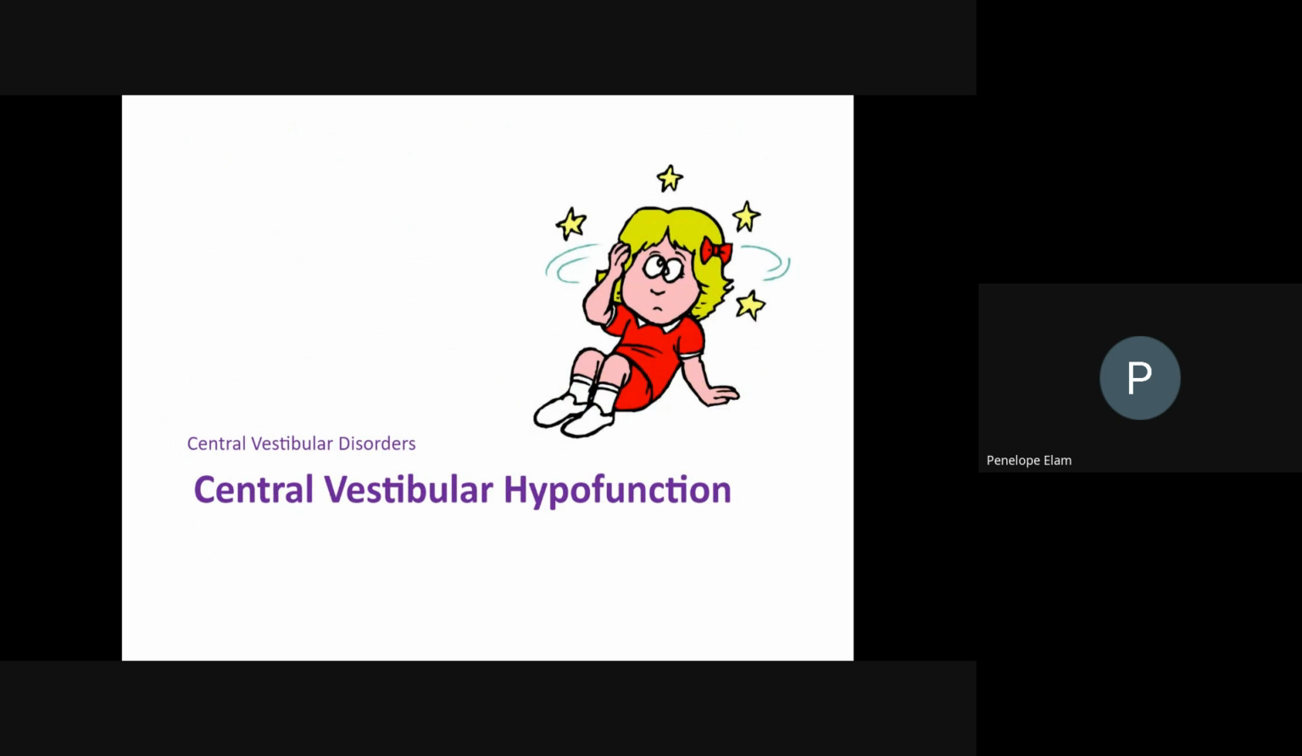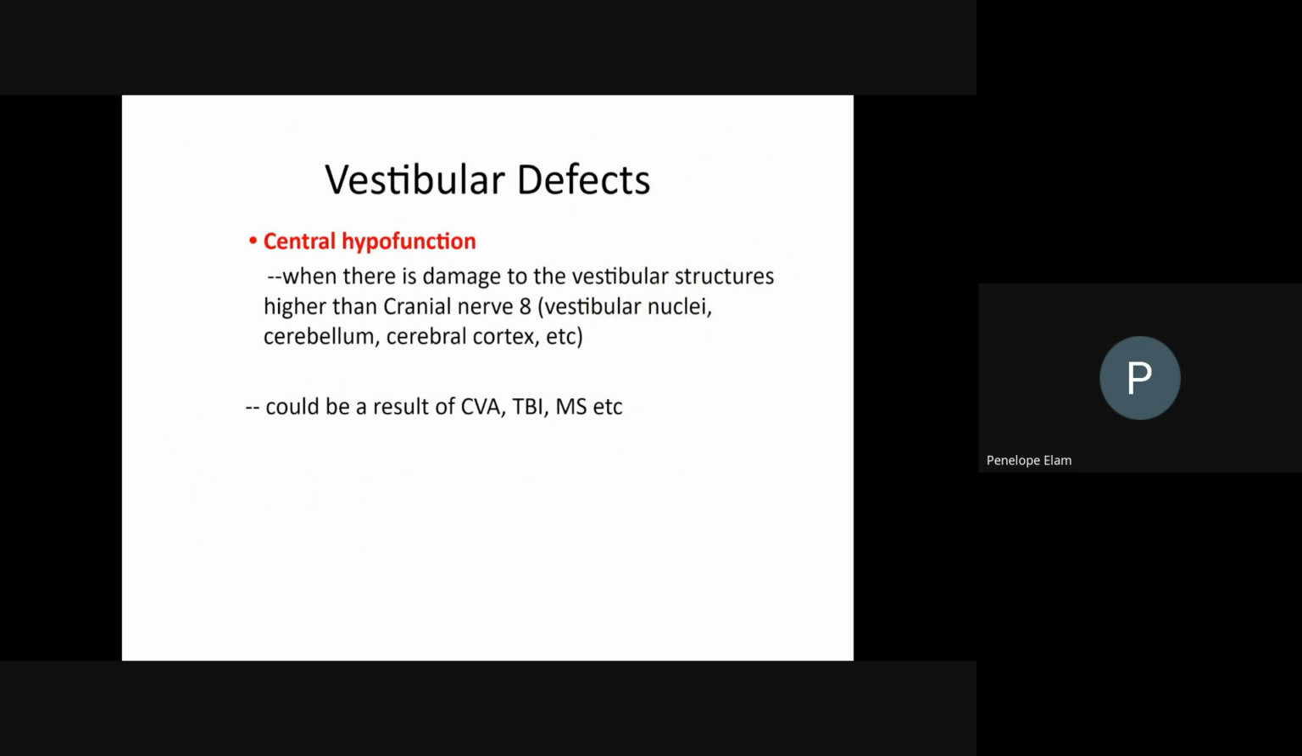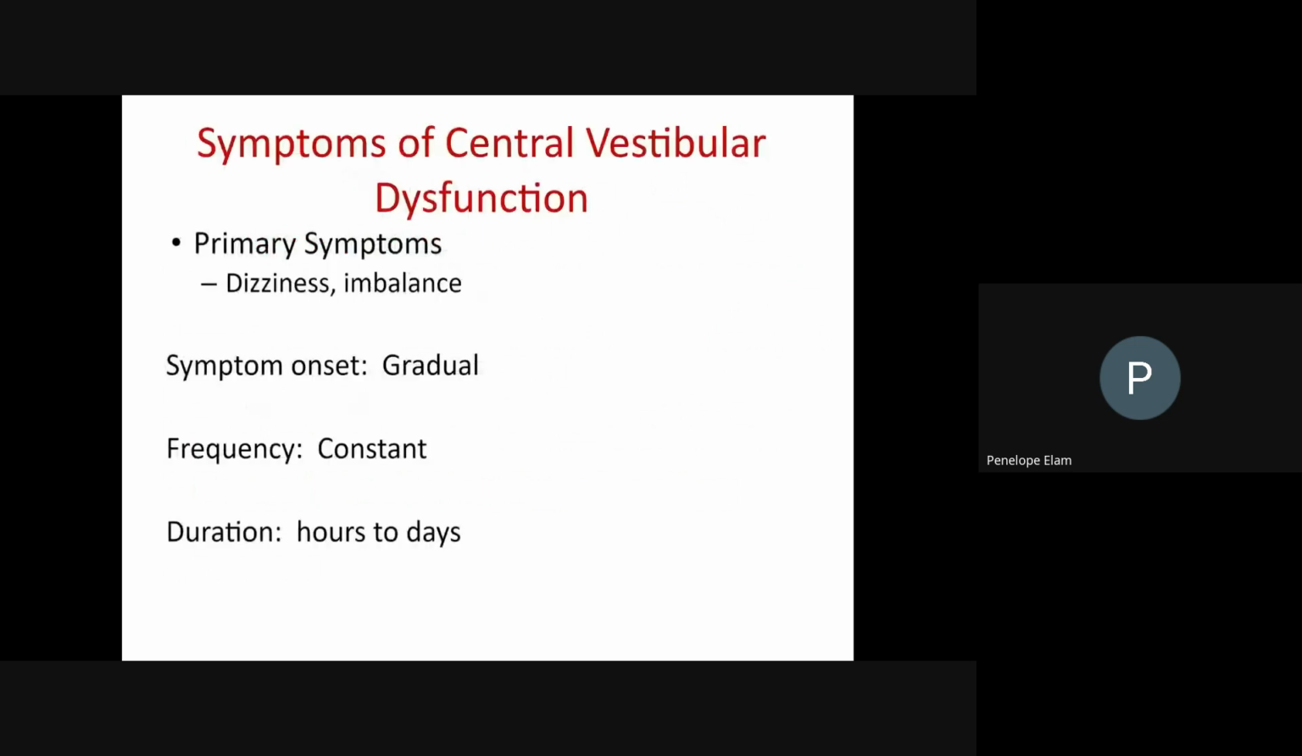Okay, so how does central vestibular dysfunction or hypofunction differ from the other ones? Remember, when we think about central, we're thinking about damage to the vestibular structures higher than cranial nerve 8. So it could be the vestibular nuclei, the cerebellum, the cerebral cortex, etc. Most of the time, we're going to be thinking this may be due to a concussion, CVA, head injury, MS, or other similar diagnoses.